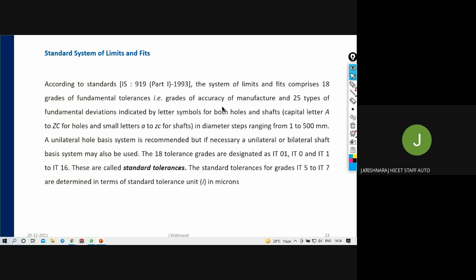The PSG design data book provides clear data on the standard limit systems for each of them, whether it is shafts, nuts, bolts, rivets, sprockets, chains, or belts, everything. It will provide some standard data. Based on the standard data, you have to do some calculations. That will be taken up in the subject of design of machine elements.